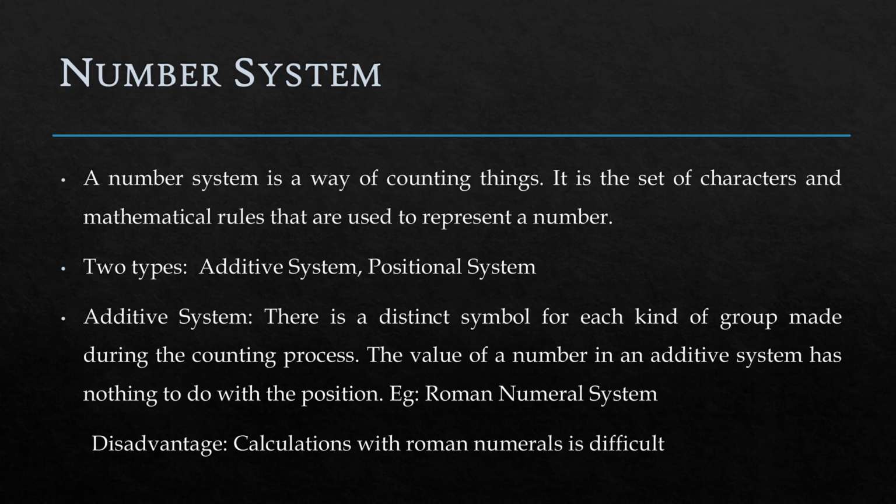In an additive system, there is a distinct symbol for each kind of group made during the counting process, and the value of the number in an additive system has nothing to do with the position. For example, the Roman numeral system. In this system, each number can be represented using a distinct symbol, and the value of this number has nothing to do with its position. The main disadvantage of this additive system is that calculations with Roman numerals are difficult.